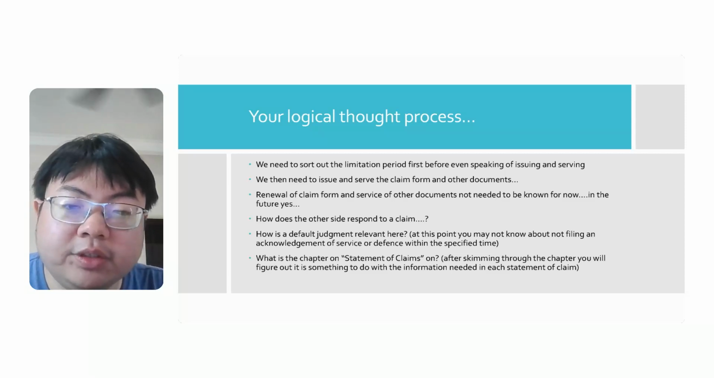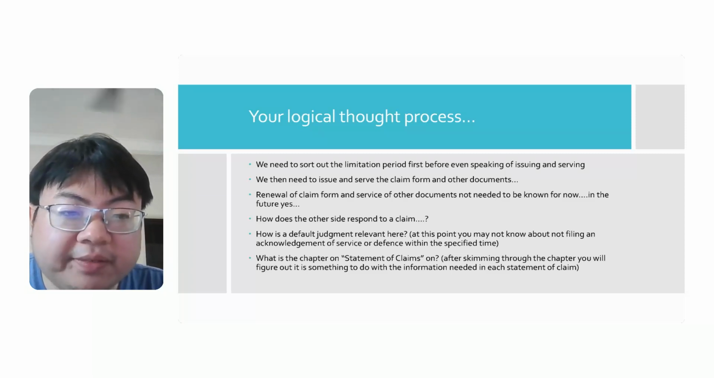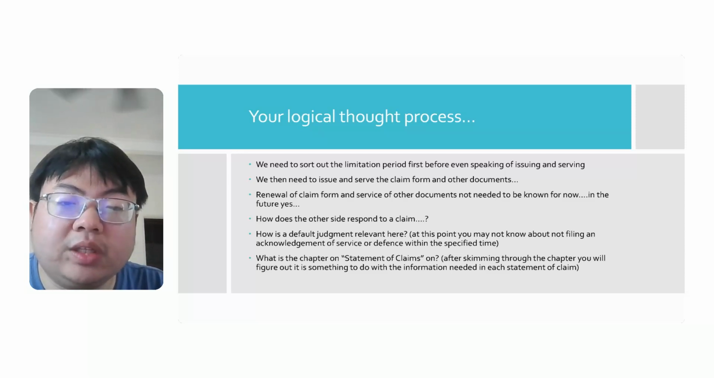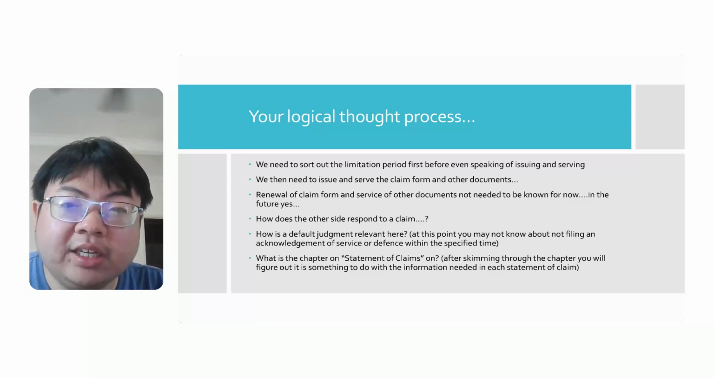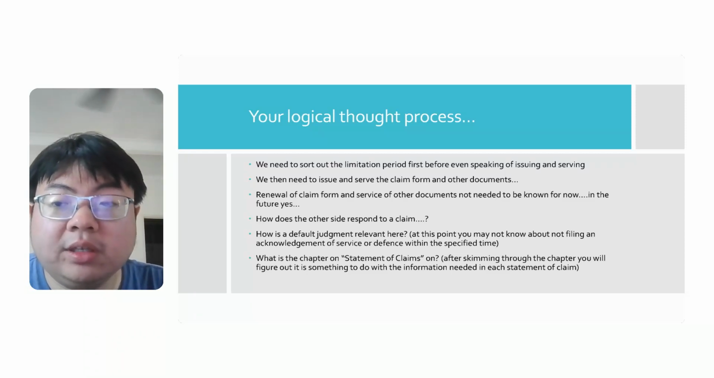You might be a bit confused here at first, like why does it just place statement of claims? After skimming through the chapter, you will figure out it is something to do with the information needed in each statement of claim. What necessary information needs to be there according to the civil procedure rules.